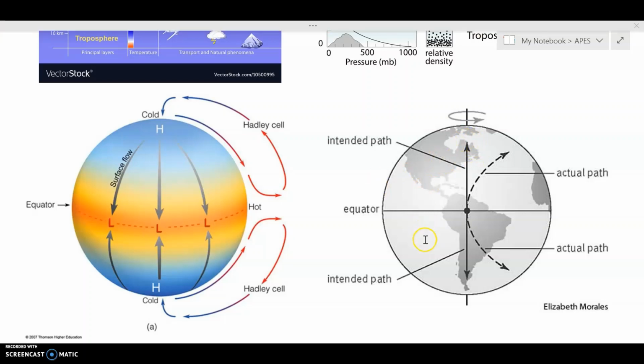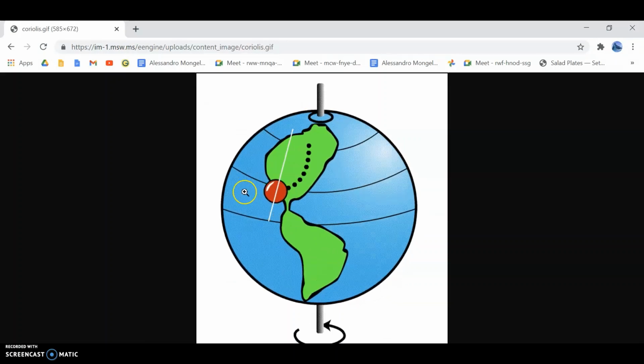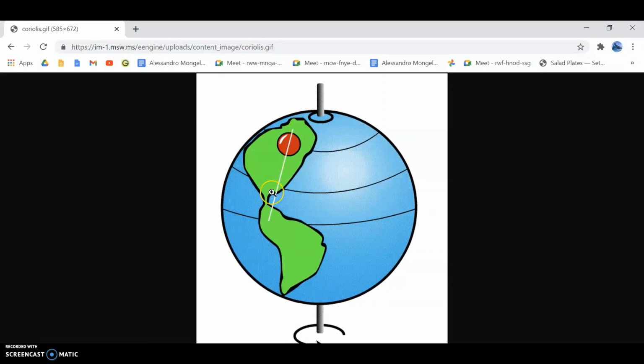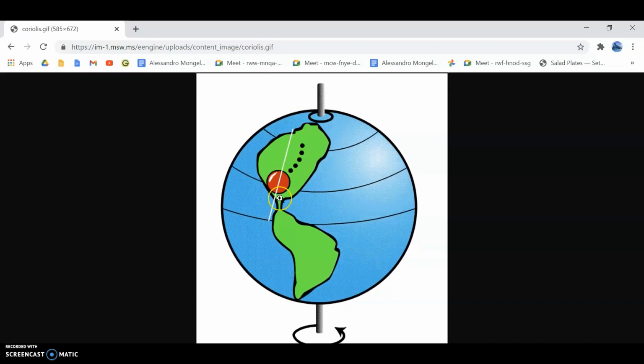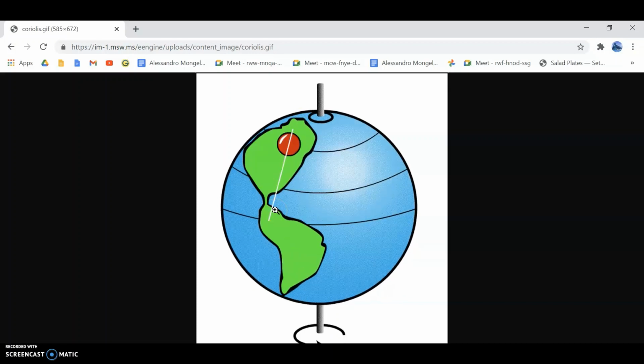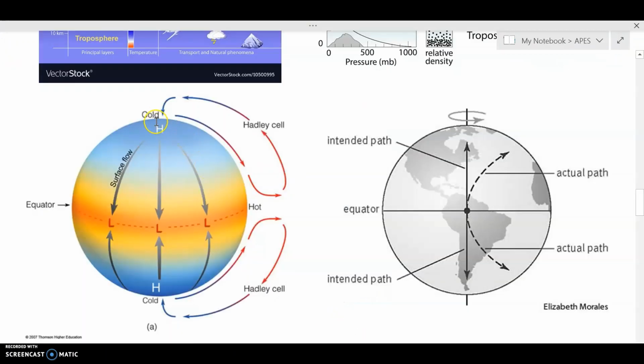Now, this is pretty much the Coriolis effect, but there's a GIF that I want to show you that really demonstrates it perfectly. So, as I said, the wind currents are moving from the poles down to the equator in sort of a linear fashion. And as you can see here, that's pretty much what happens.